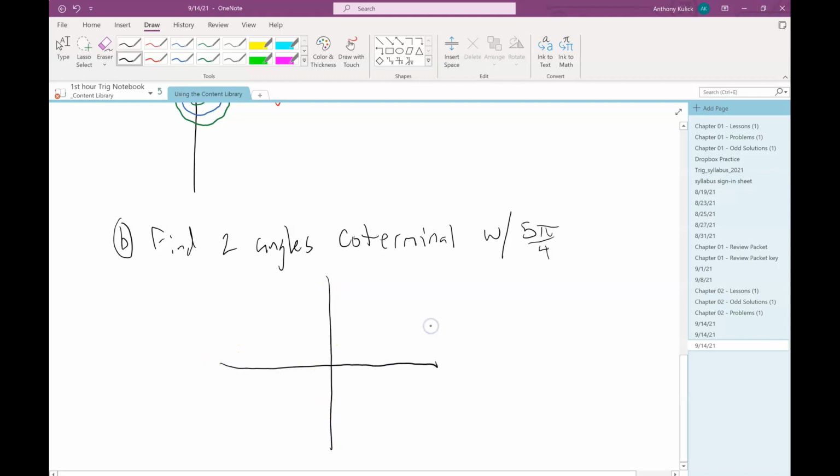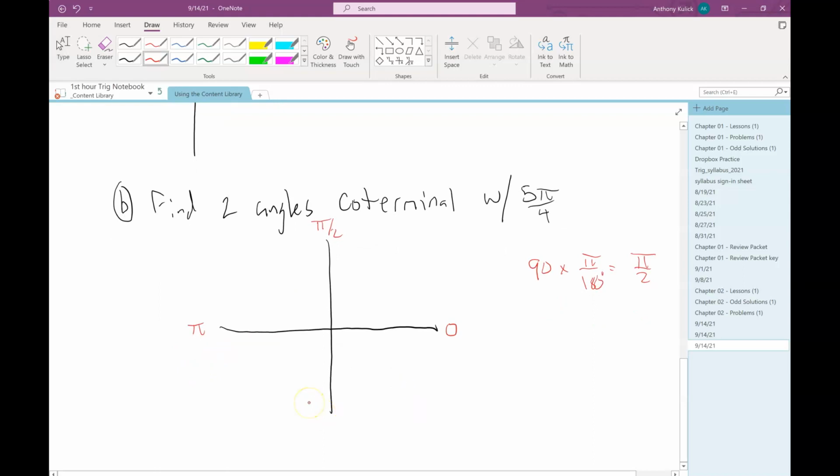So again, we'll start by drawing our picture. Remember how each quadrant, when we're dealing with degrees, is 90 degrees. So if I convert 90 degrees into radians, that's pi over 2. So each quadrant is half of pi. So 90 degrees, or pi over 2, 180 degrees, or pi, 270 degrees, or 3 pi over 2, and then 360 degrees, or 2 pi.